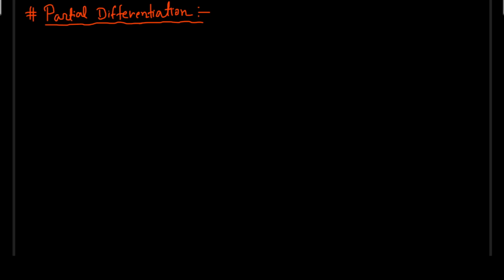Let me take z, which is a function of x and y, f of x, y. We have a function of two variables x and y, and if we take the differentiation of z with respect to x, here we can take differentiation in two ways. When we take differentiation with respect to x, we keep y constant, and when we take the differentiation of z with respect to y, then obviously we take x as constant. So two possibilities are there.